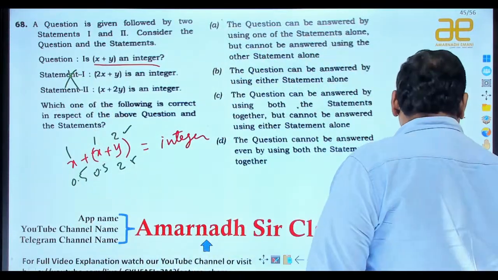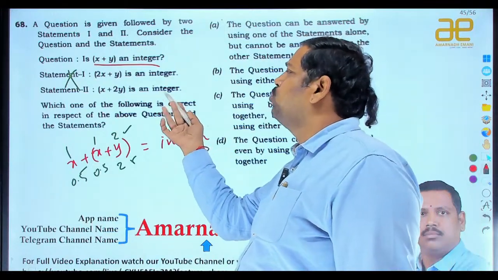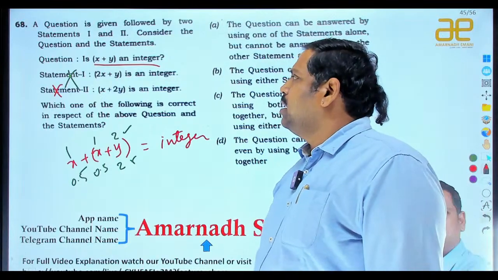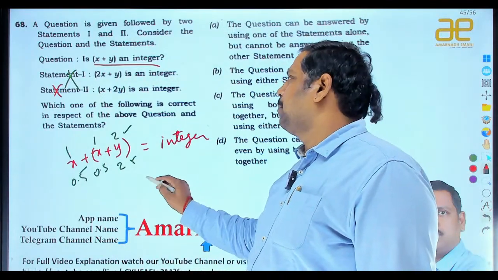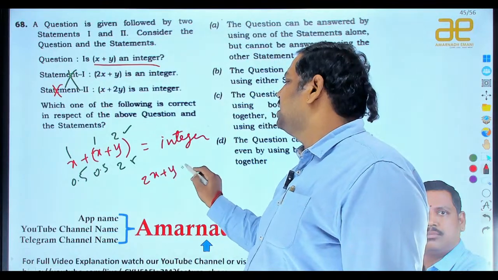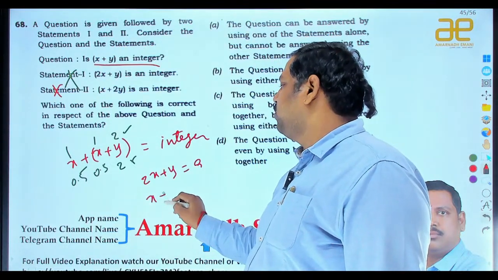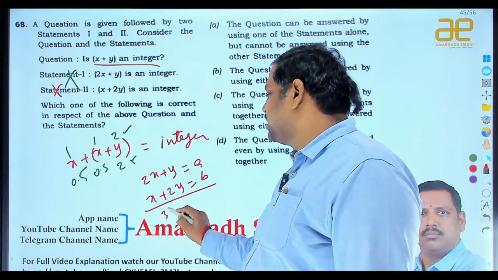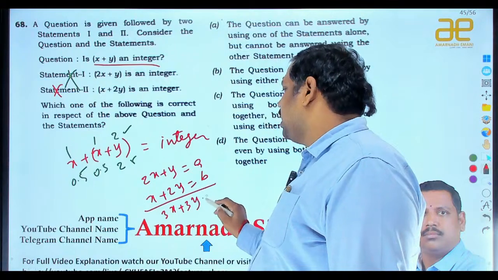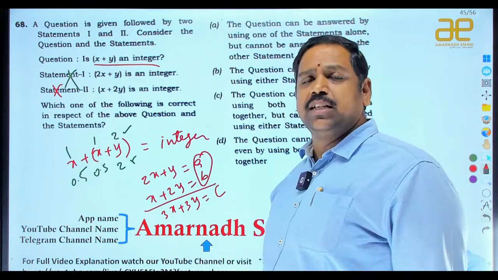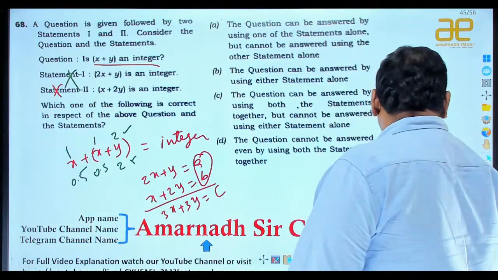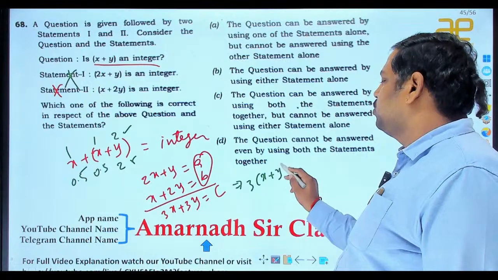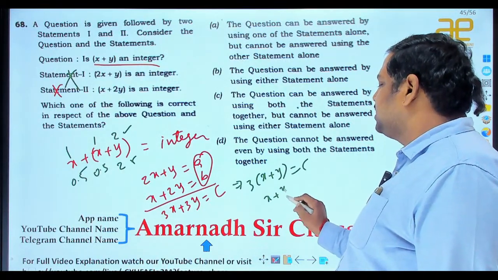If I go to statement 2, x plus 2y is an integer, similar explanation. So 2 alone not sufficient. If individually not sufficient, go with it together. 2x plus y is an integer, x plus 2y is another integer. Okay, if I add, 3x plus 3y is also a plus b, means another integer, because both are integers. Integer plus integer is always an integer. If I take 3 common, x plus y is equals to c by 3.